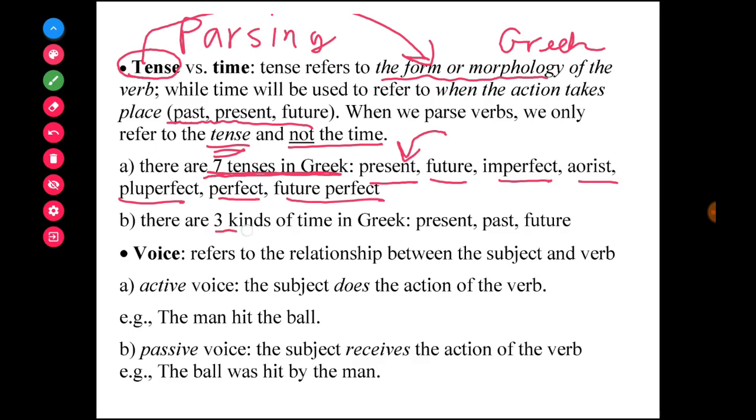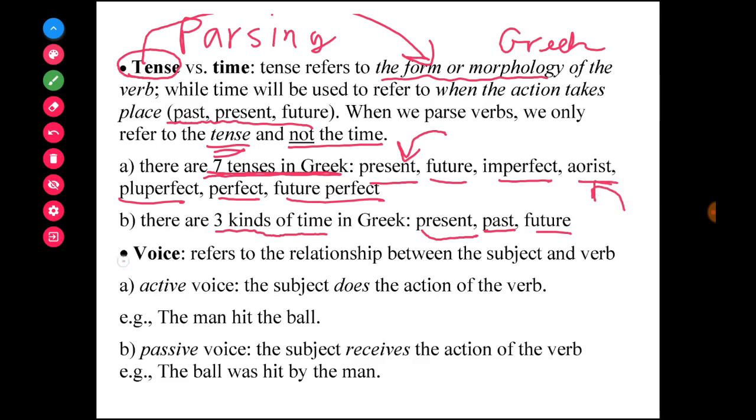There are 3 kinds of time in Greek as in English. Greek does have present time, past time, and future time, but you won't see that used in the parsing elements. Again, the focus instead will be on the tenses.